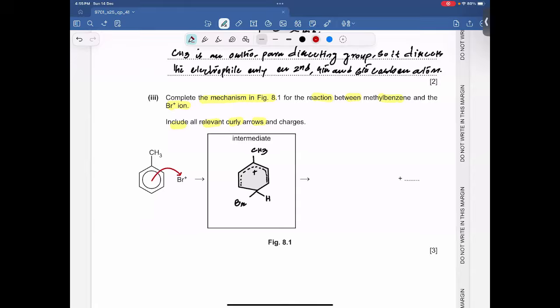Now, in order to make the product, we need to neutralize the positive charge of the benzene ring. So this bond shifts into the ring so that we can eliminate the positive charge of benzene, and hydrogen in the form of a hydrogen ion is removed. So the product is going to be this.